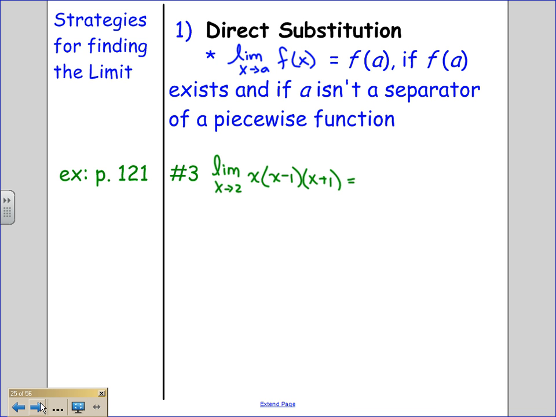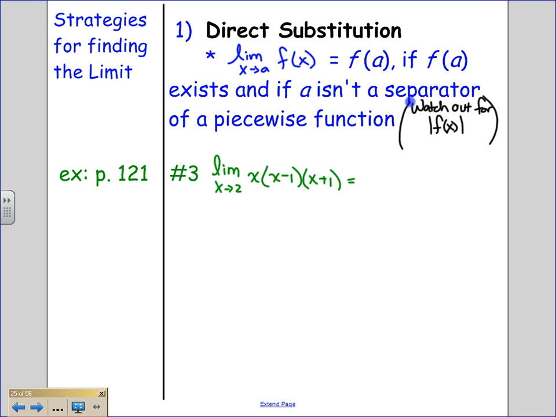Come back. So, direct substitution. If you are able to, there are two ifs. First of all, by plugging in a, by just finding the y value at a, if it exists, and if a isn't a separator of a piecewise function. I'll just say watch out for absolute values of functions. They just kind of throw off our limits. We'll have to be careful with them when we get to them.